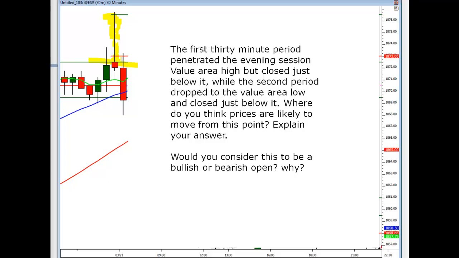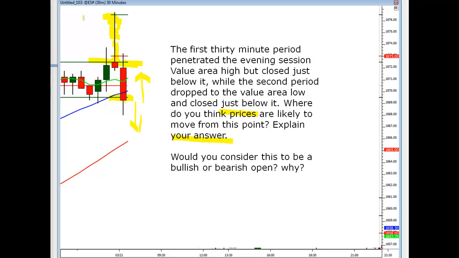Now, in the second 30-minute period, prices drop, and they drop all the way back down to the value area low and close just below it. Where do you think prices are likely to go or to move from this point, and explain your answer? Well, would you expect prices to continue dropping, or would you expect them to come back up for another retest of this value area?